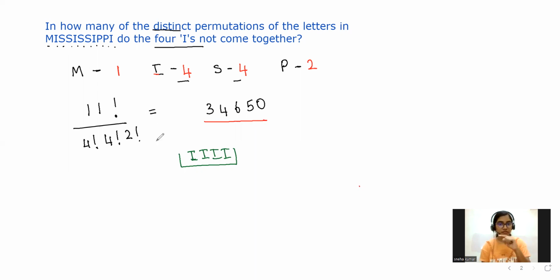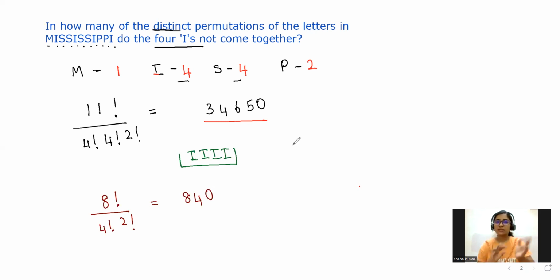So I had 11 letters. If I remove 4 from it, that would be 7. And I just include this box. So now I'll have a total of 8 letters, including this one box. So now the factorial would be 8 factorial divided by, I still have 4 S's, so 4 factorial, and 2 P's divided by 2 factorial. Why am I not dividing it with this 4 factorial here? Because all the 4 I's have now been combined and collected together as one box only, one letter only. So now I'll simplify this. If I simplify this, that is equal to 840 permutations.